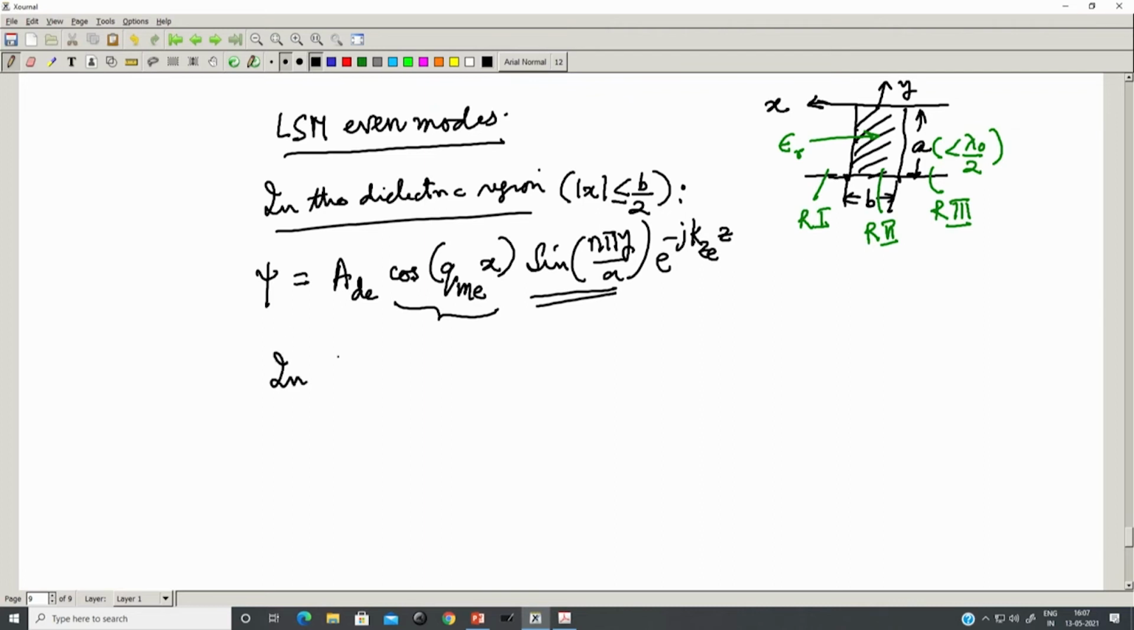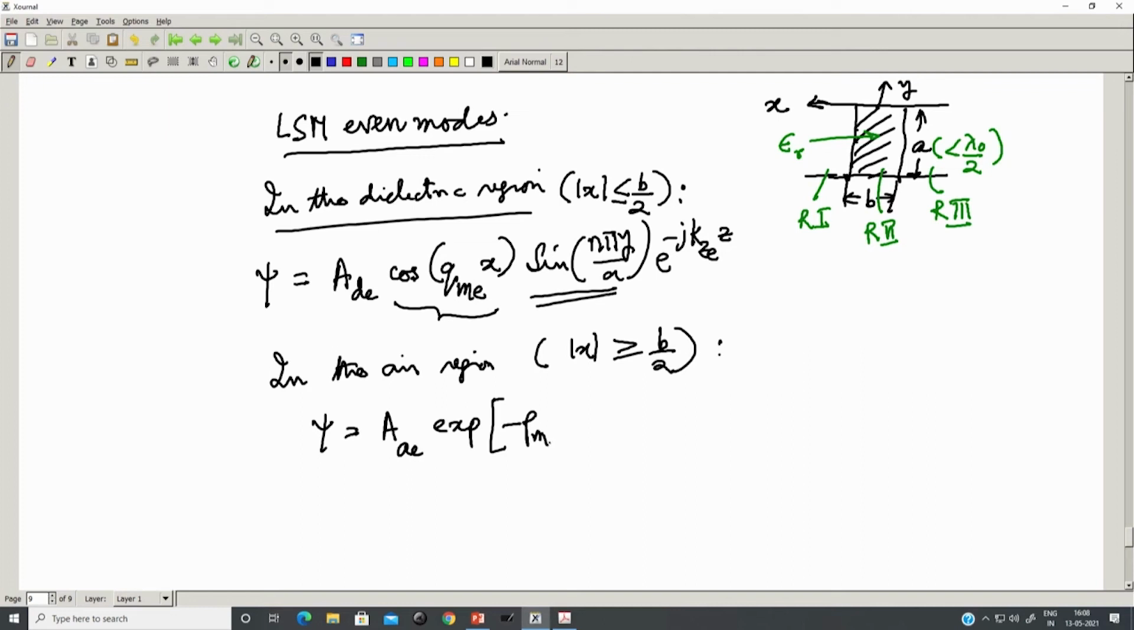In the air region, mod x greater than or equal to b by 2, we have psi equal to A_AE exponential minus p_me (mod x minus b by 2) sin(n pi y by a) e to the power minus j k_z z.